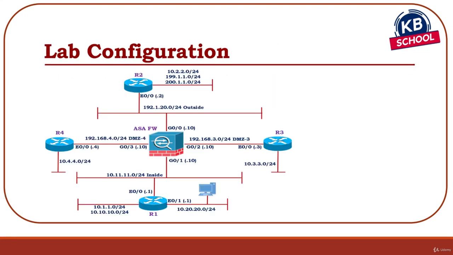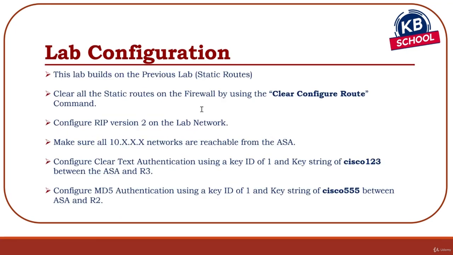For the implementation part, I'm going to use the same lab that I did in the static routes. I'm going to get rid of the static routes and implement RIP as a routing protocol all across. That is from router 1 to the ASA firewall, 2 to ASA, 3 to ASA, and 4 to ASA. How do I go about doing it? What are the commands that are required? What are the things that are required? This lab builds on the previous lab, the static route lab.